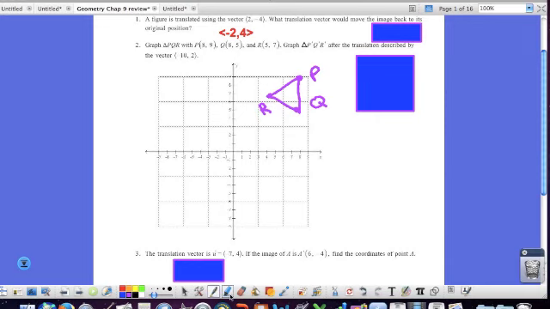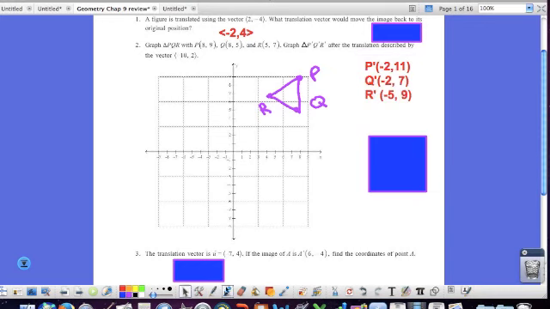I think I already put these new coordinates down, but basically your P prime is going to go from 8 minus 10 to -2, and 9 plus 2 to 11. So I'm going to be at -2, 11. I'm going to make some lines there. That's about where P prime is going to be.